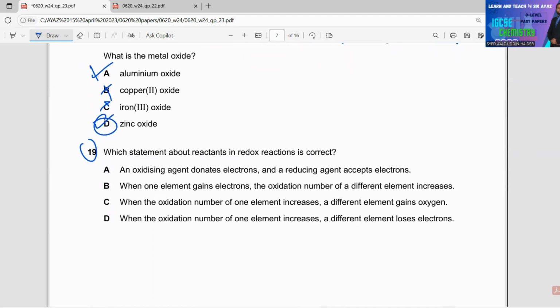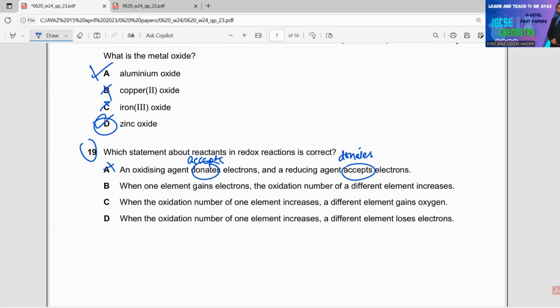19. Which statement about reactants in redox reactions is correct? A. An oxidizing agent donates electrons and a reducing agent accepts electrons. Oxidizing agent oxidizes the other reactant, which means it's reducing itself. So it's not donating electron, it accepts electron. So again, this one is also incorrect. Reducing agent donates because it oxidizes itself. So A is incorrect.